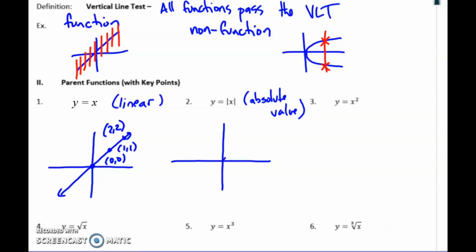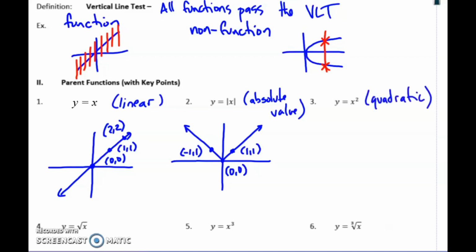So basically what happens here is this part of the graph looks very similar to the linear, and obviously hits the origin here as well. But the absolute value is the distance from 0. So since it's a distance, it's always positive. So what we're going to do is take all our negative y values and make them positive. So it looks like this. So there are 3 key points on our absolute value graph.